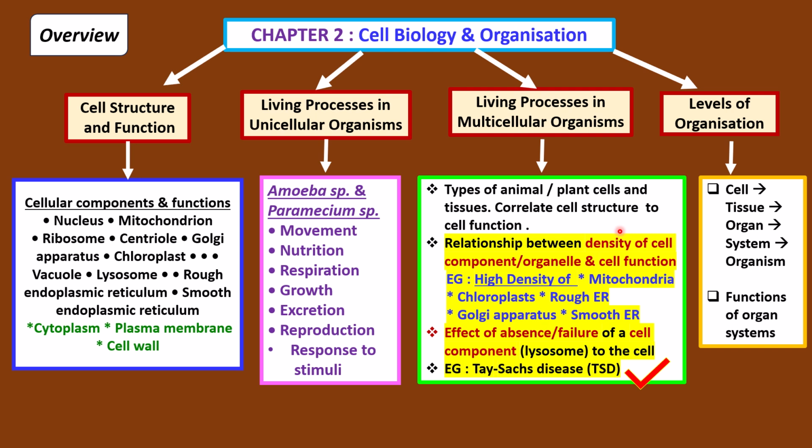So I've already prepared a video and discussed with you the types of animal and plant cells and tissues, and we've correlated the cell structure to cell function. That means the cell structure is adapted to the cell function. Now, we are at this point here.